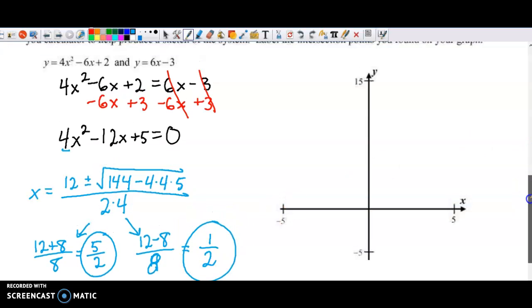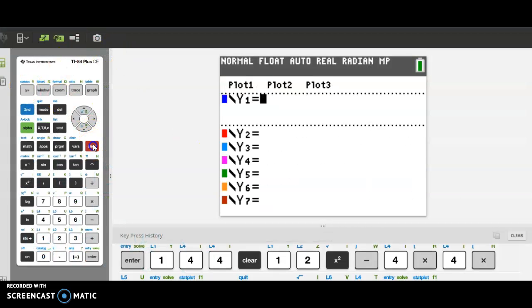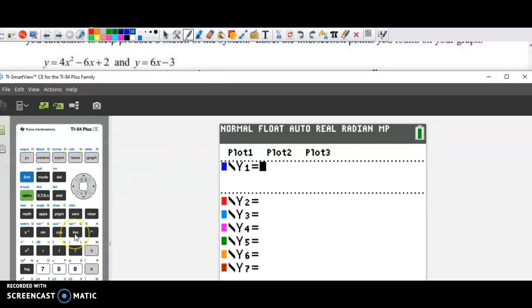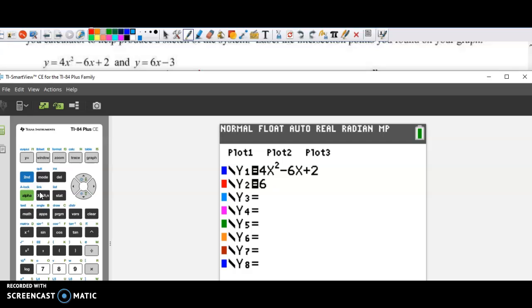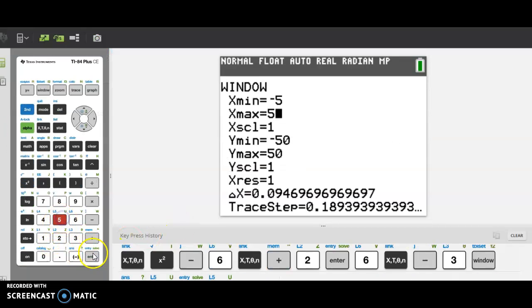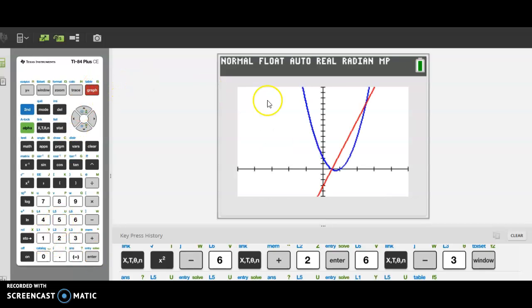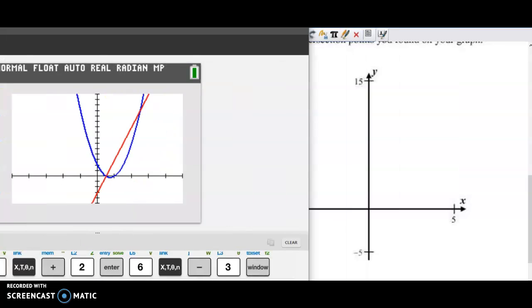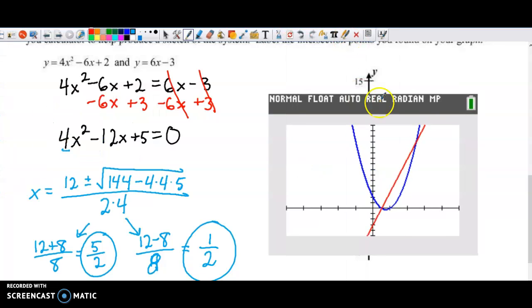But what does our answer actually mean? I can go to my graphing calculator and go to y equals and just type in the equations. 4x squared, minus 6x plus 2, and then 6x minus 3. I'm also going to change my window the way it says on the problem. It goes from negative 5 to positive 5, and then negative 5 to 15, if I remember correctly. And you can actually see that they cross at 1 half and 5 halves. And I'm going to kind of cheat and just slide this on here for my final answer.